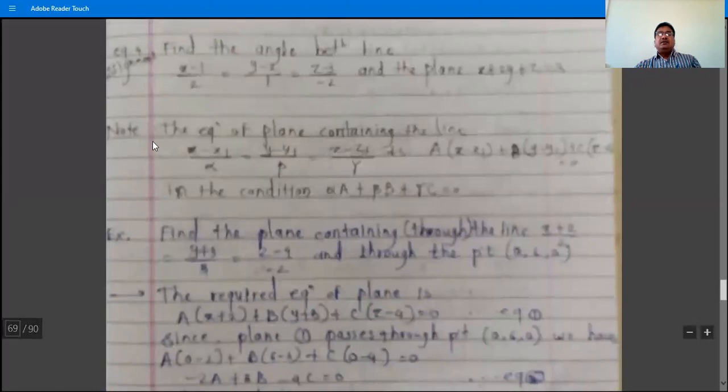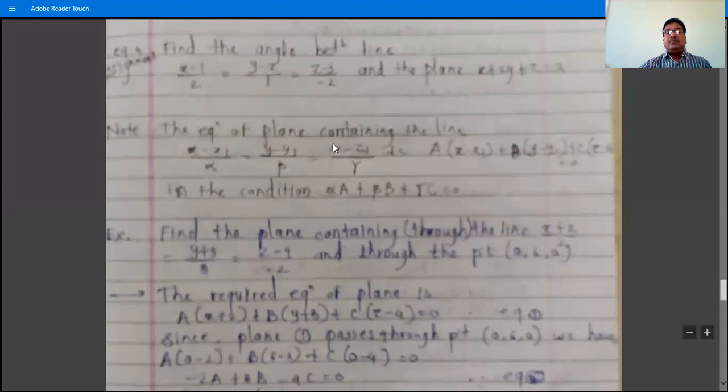Then the note is that the equation of the plane containing the line (x minus x1)/alpha = (y minus y1)/beta = (z minus z1)/gamma is capital A(x minus x1) plus capital B(y minus y1) plus capital C(z minus z1) equals 0, under the condition alpha A plus beta B plus gamma C is equal to 0.